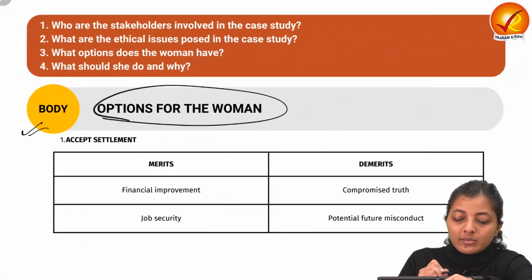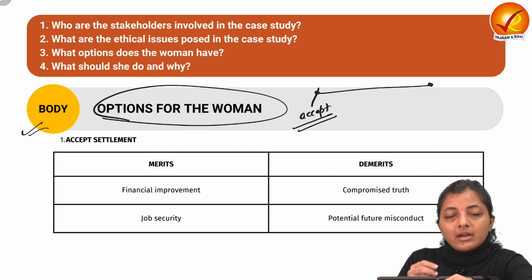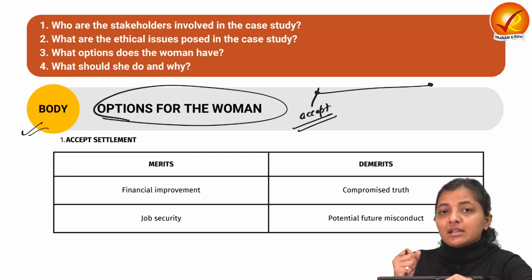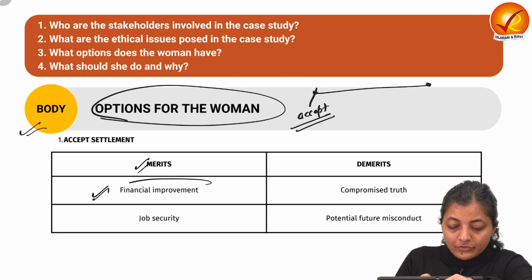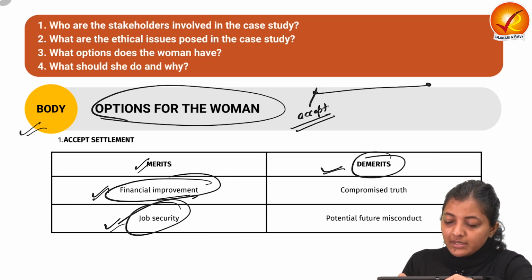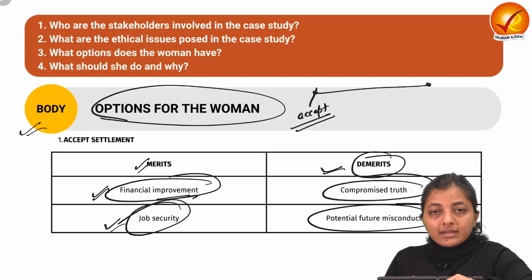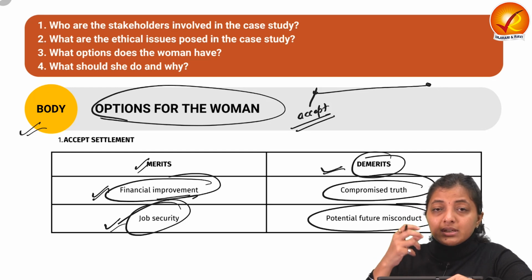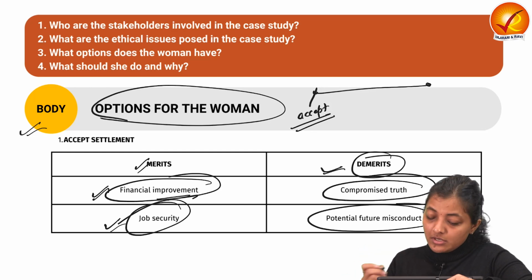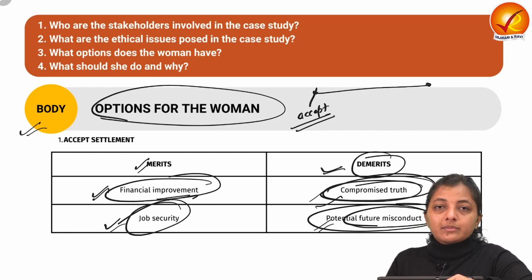Next are the options available for the woman. Again, extreme steps: accept the settlement, not report and not discuss this incident, and also comply that the executive has done nothing wrong. So what are the merits? Job security would be there, financial improvement and job security. What would be the demerits? The woman has compromised with the truth, and potential future misconduct can happen again. It means if she is not reporting to the authorities, this incident can happen again in the future, so she has to be ready for potential future misconduct as well. And this is compromising the truth.